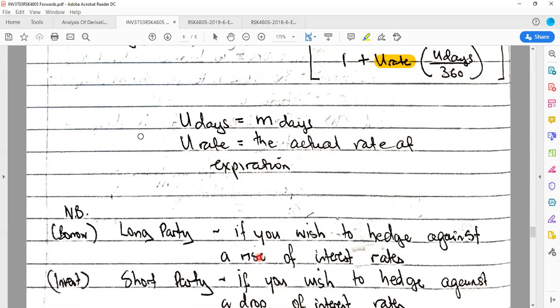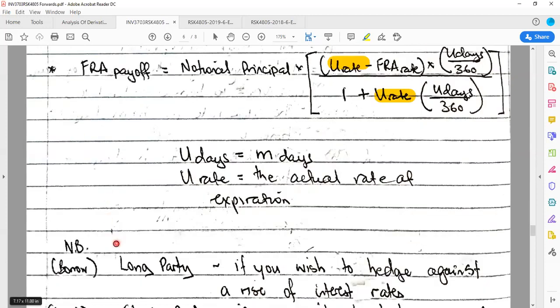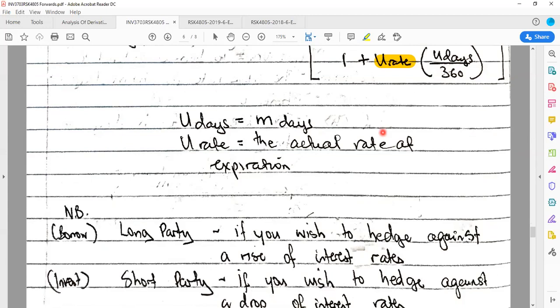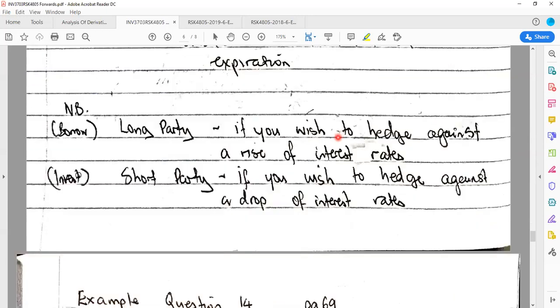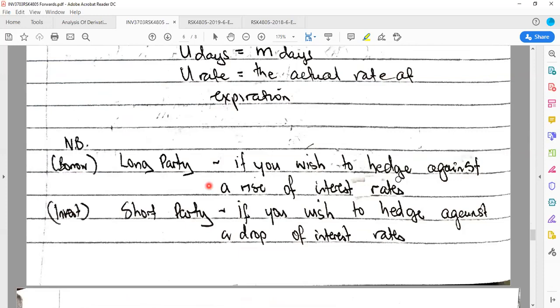So this will give us the payoff, the actual profits that you get at expiration. And something important to note is that if you're the party who wishes to hedge against the rise in interest rates, let's say you want to borrow money sometime in the future and you're afraid that interest rates are going to go up, and you want to make sure that interest rates are fixed, they don't go high, we say that you are the long party in the forward rate agreement.